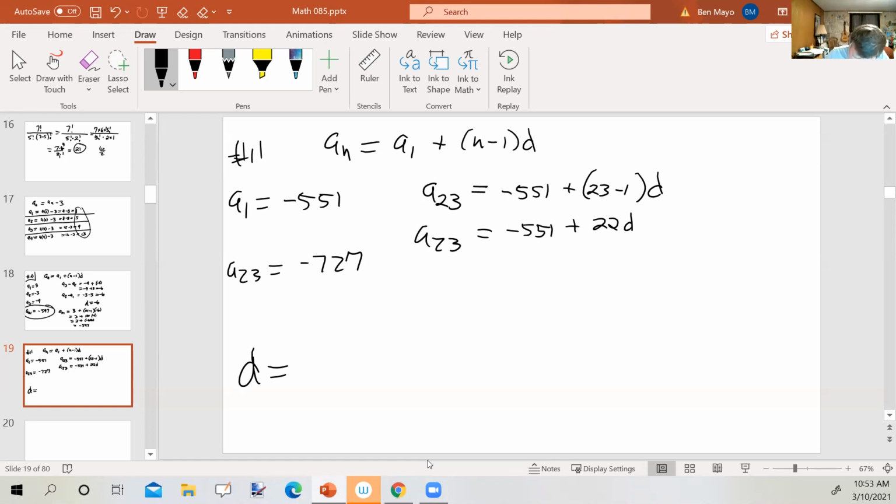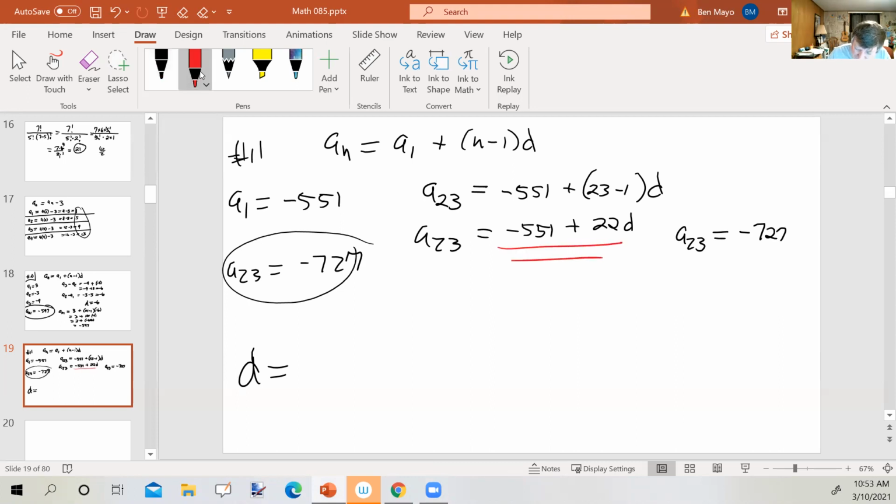But I also know that a sub 23 equals negative 727, because that's given. Well, a sub 23 equals that, but it also equals that. So now I could say negative 551 plus 22d equals negative 727. So we've got our equation. Any question how I did that?